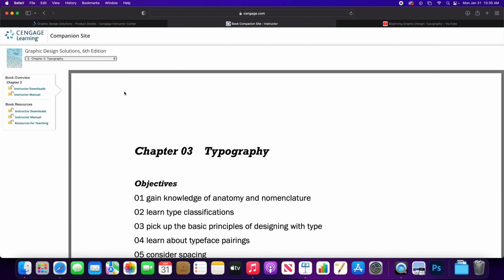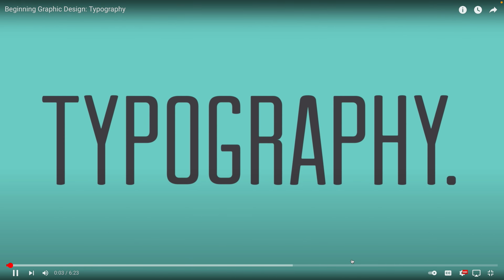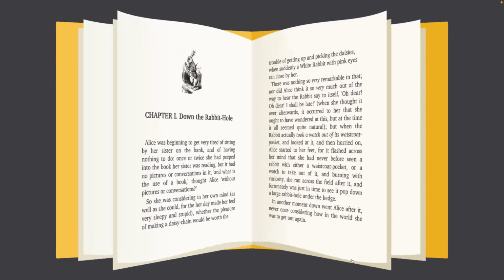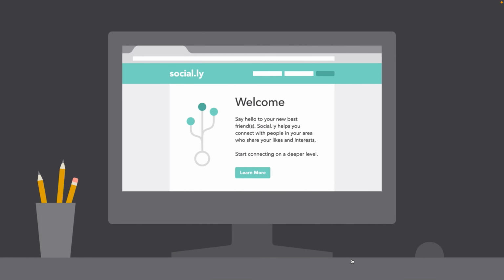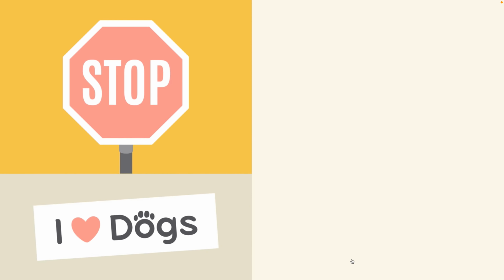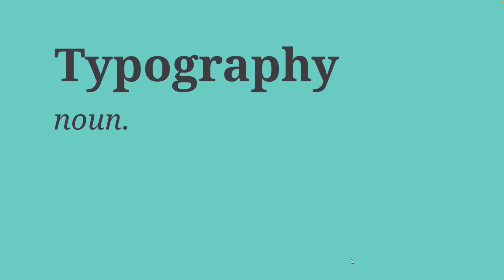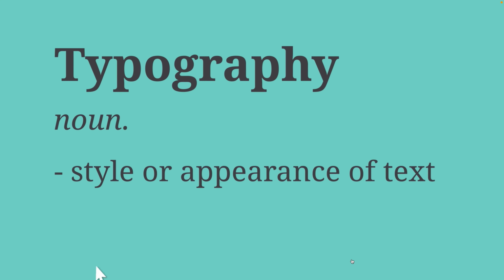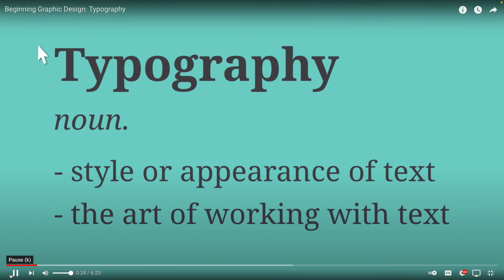All right, let me jump over here. Typography. It's everywhere we look: in the books we read, on the websites we visit, even in everyday life, on street signs, bumper stickers, and product packaging. Simply put, typography is the style or appearance of text. It can also refer to the art of working with text.